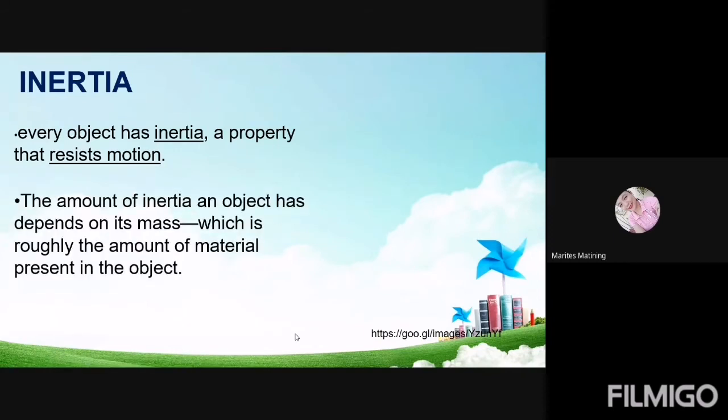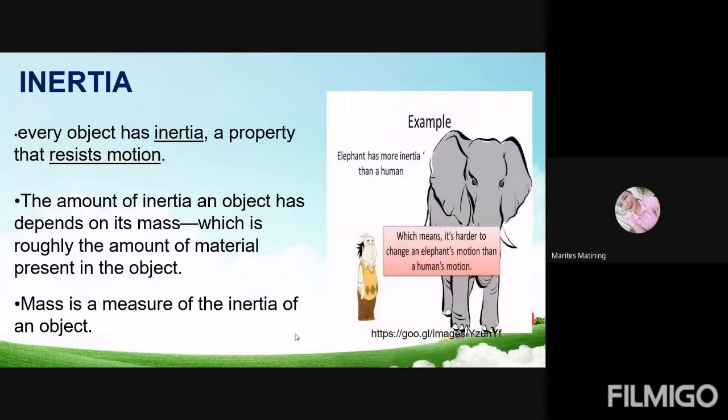Okay, the amount of inertia an object has depends on its mass, which is roughly the amount of material present in the object. So mass is a measure of inertia of an object. So here, if you look at our example, we have an elephant and a man. So we will say, which of them has a greater mass? Kung titignan natin yung picture.